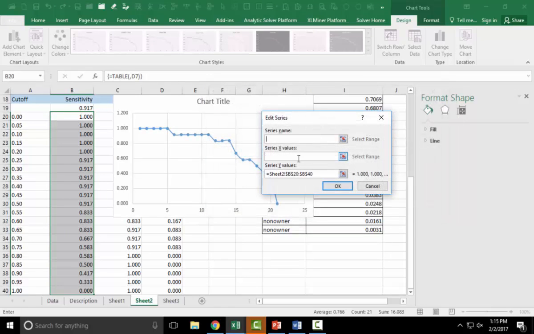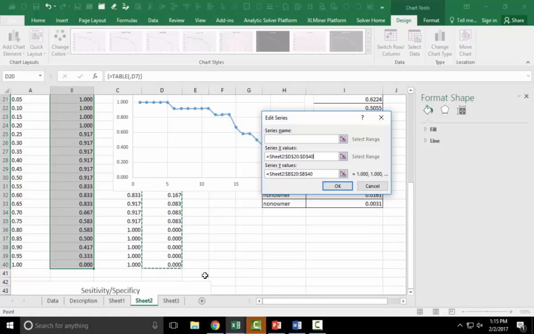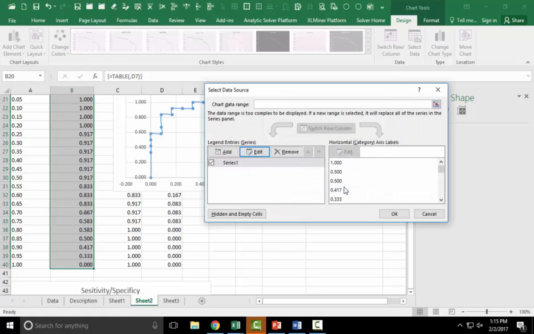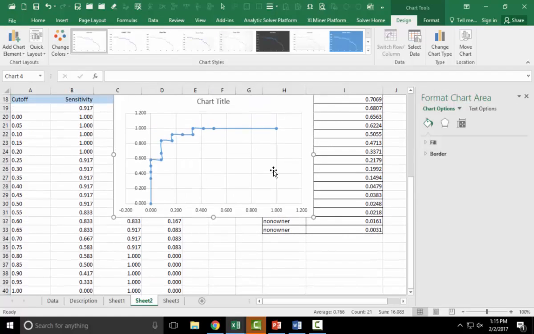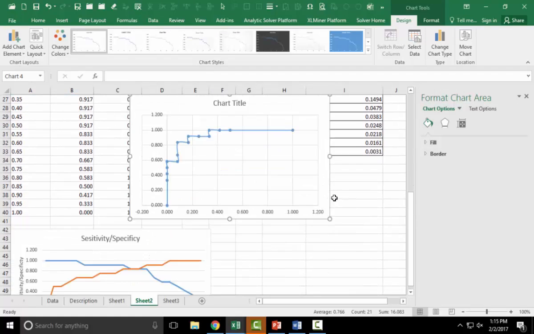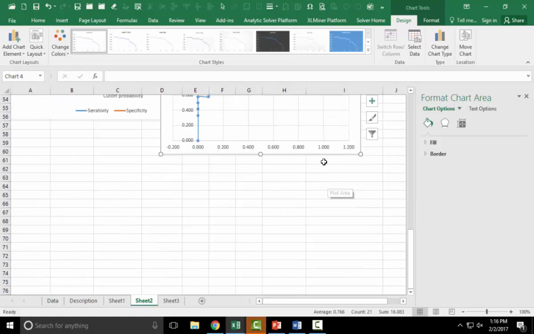Now the x-axis is 1 minus specificity. This is column D up to that. Okay. So sensitivity on the y-axis, 1 minus specificity on the x-axis. That gives you one line. This is our classifier line, the line that represents the classifier.